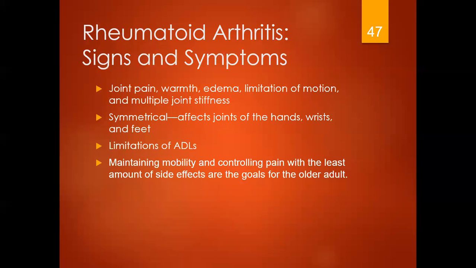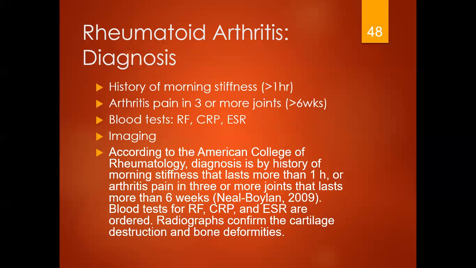Joint pain, warmth, swelling, limitation of motion, multiple joint stiffness. So this occurs through many joints throughout the entire body. It's also symmetrical. It's often on both sides. For systemic symptoms, you may start to see a low-grade fever, loss of appetite, weight loss, general poor feeling, and iron deficiency anemia that doesn't respond to iron therapy. All of those things. The big focus within treatment with these is pain.